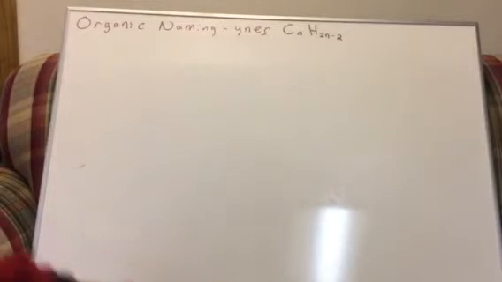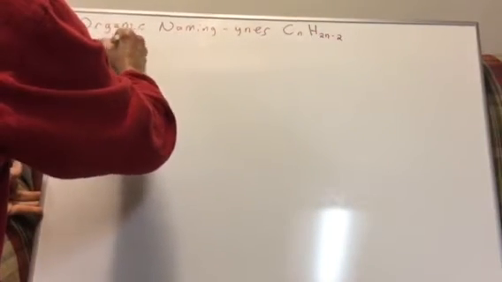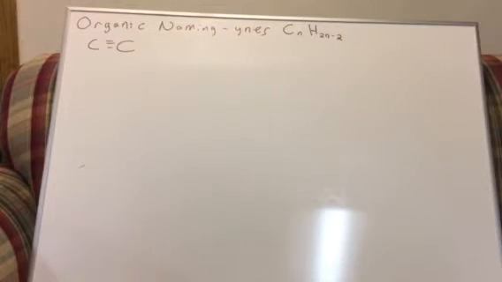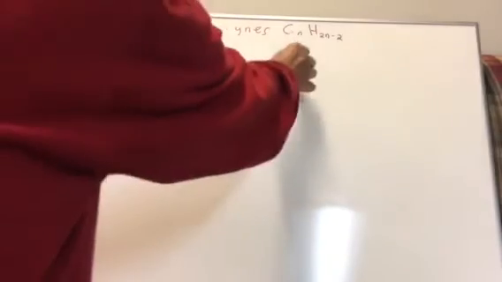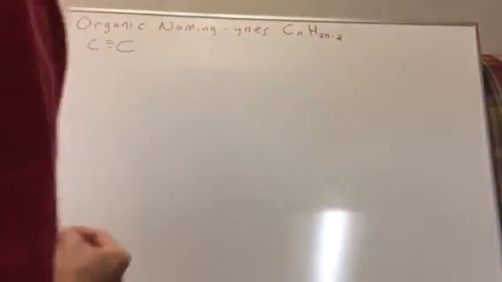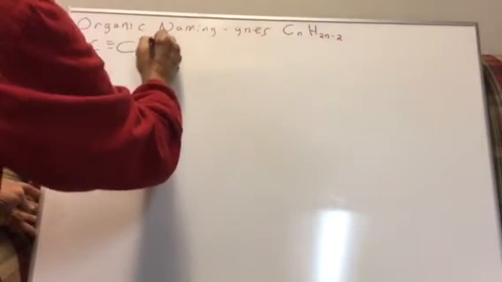Want to teach you today about ynes. I know that we've had the anes and the enes, and the ynes are, as you would probably guess, a carbon-carbon triple bond. Now, when we did the enes, we said that it had the formula CnH2n. This is CnH2n minus 2. And you can see that if we did this, we could only have one possible bond here.